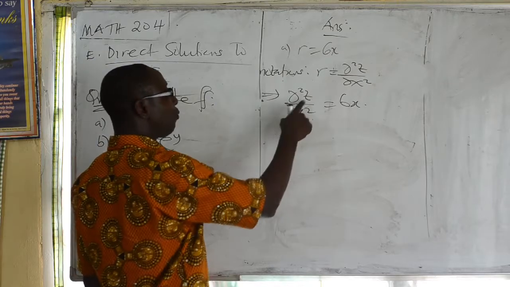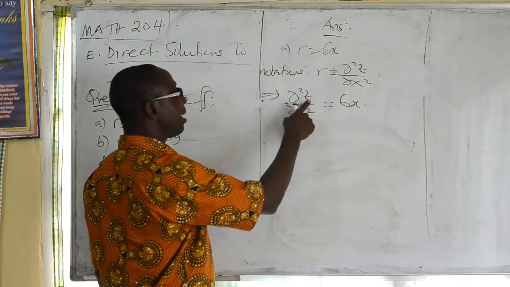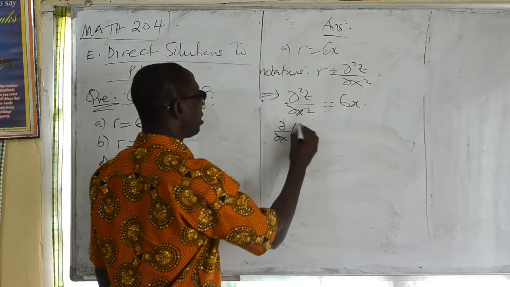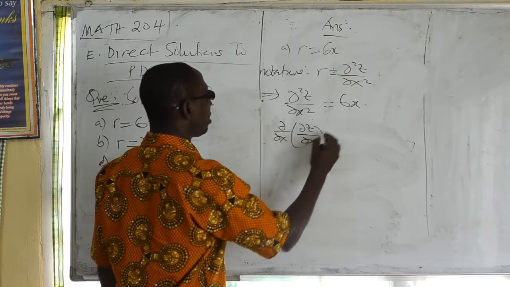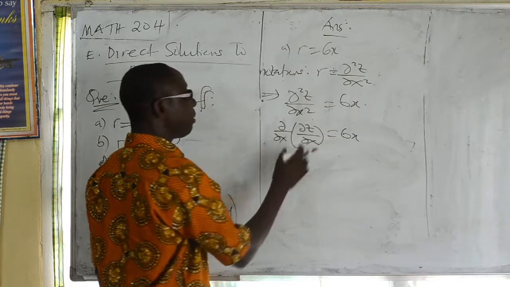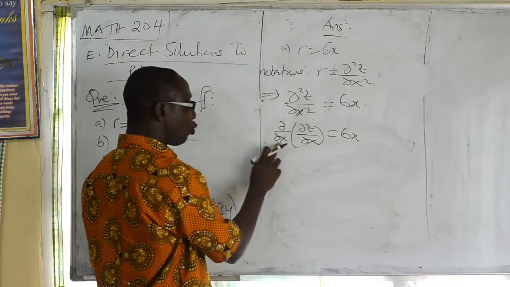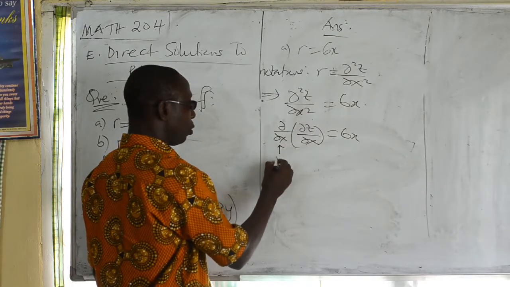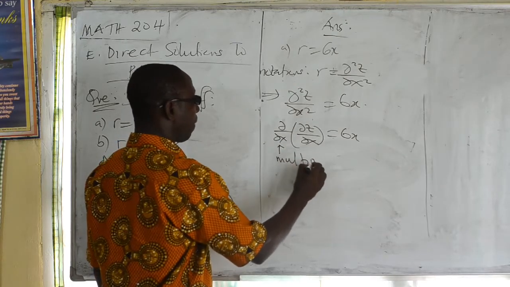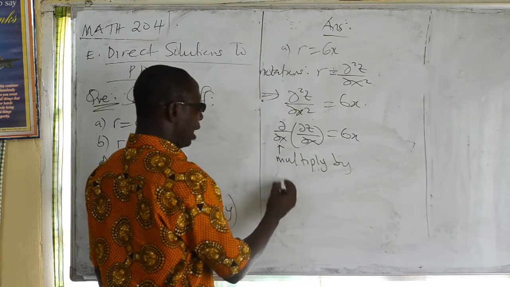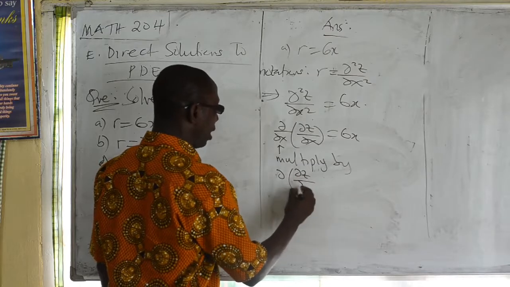Now, we want to find Z. Or better still, we can write this as partial with respect to X of partial Z with respect to X equal to 6x. This is the same as this, since the second derivative will give you this. Now we multiply through by the outer one.